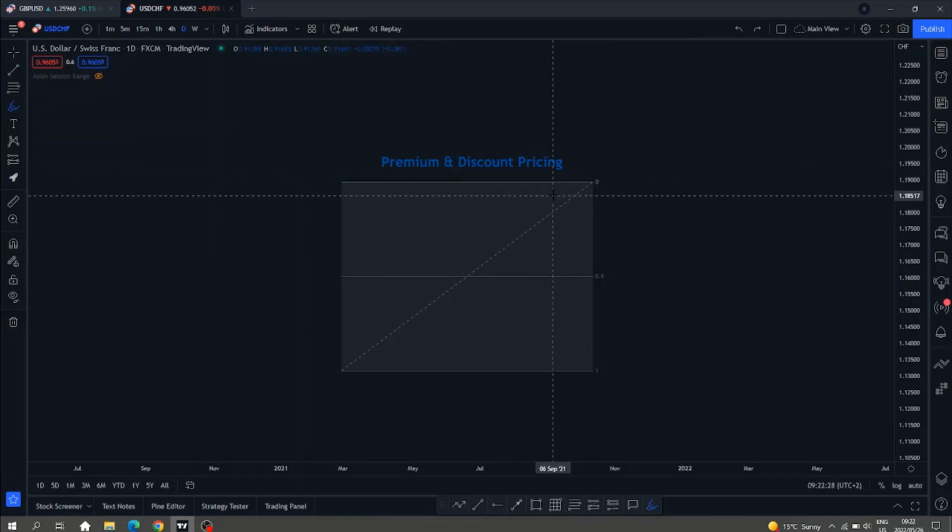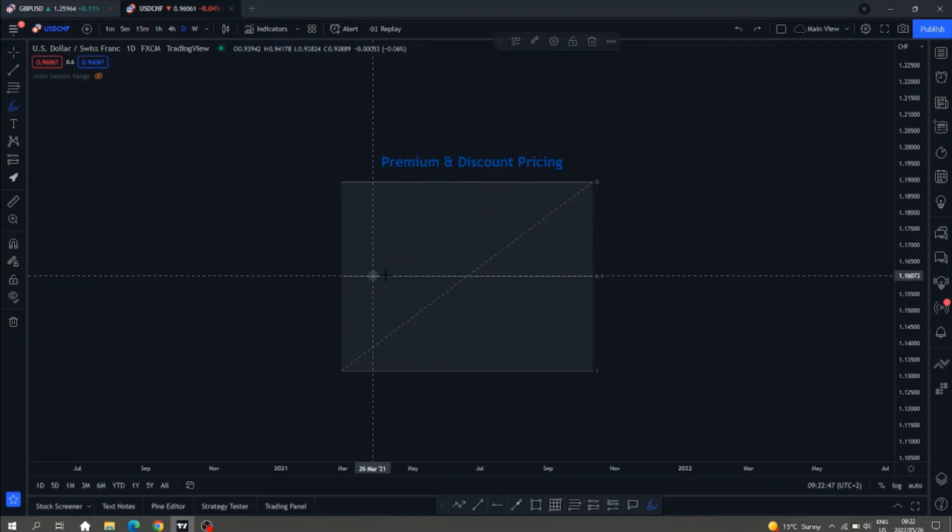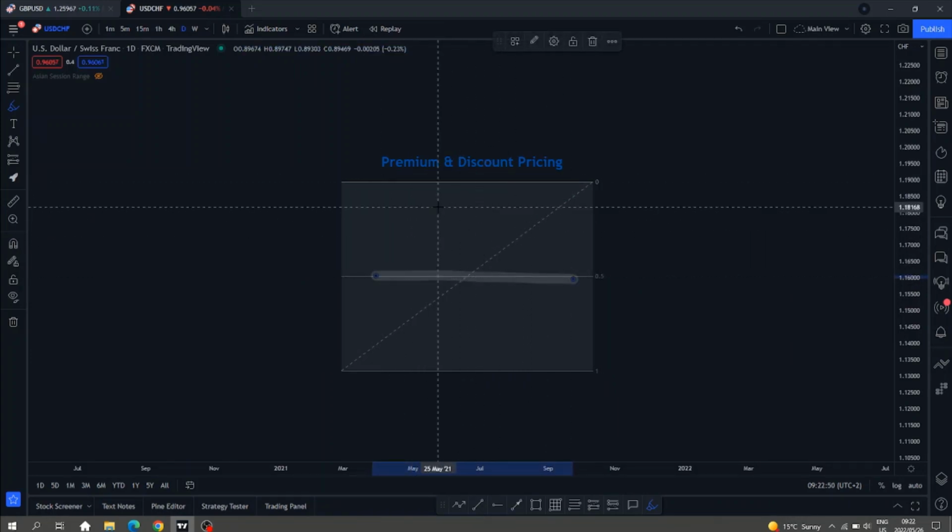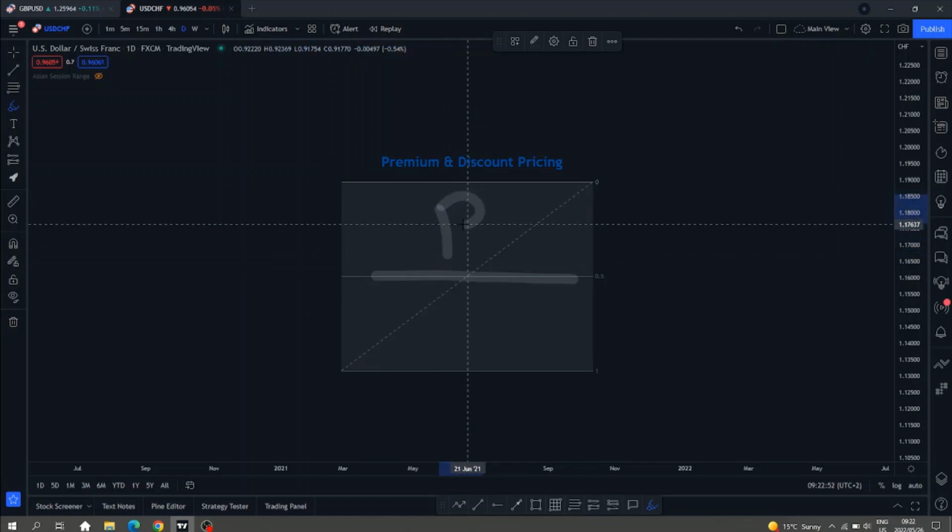Essentially, premium pricing refers to an area of the chart, in the context of the underlying trend and the underlying market, where we can comfortably look for high probability areas for sells. Generally speaking, your premium pricing is going to be above your 50%. So everything above your 50% is going to be referred to as your premium pricing zone.